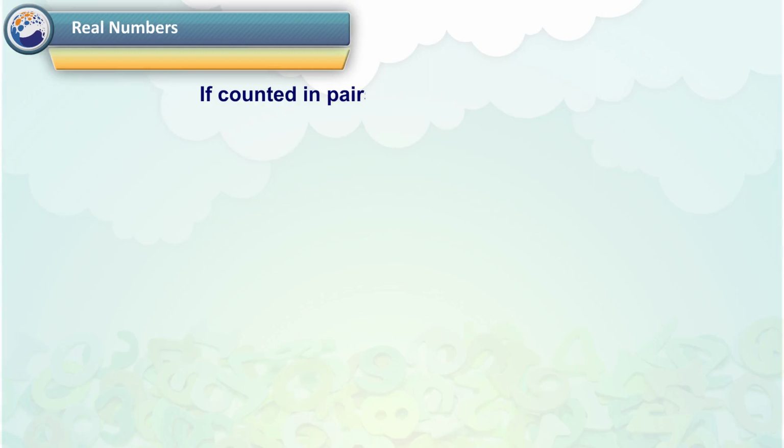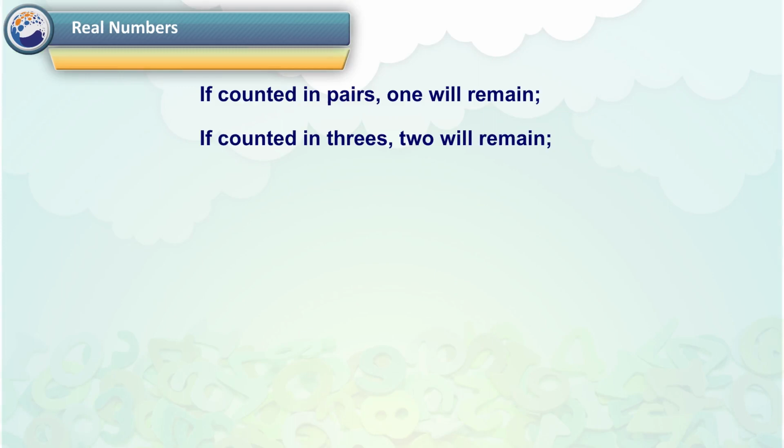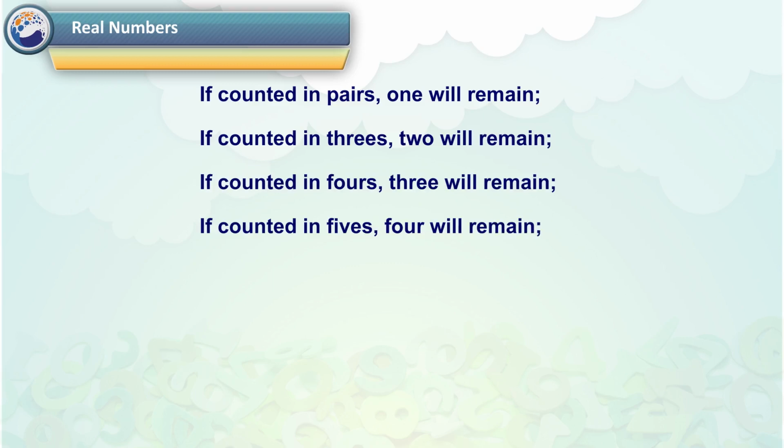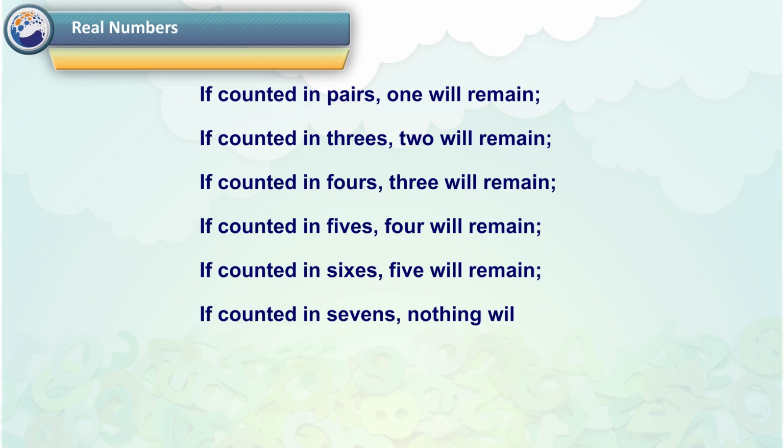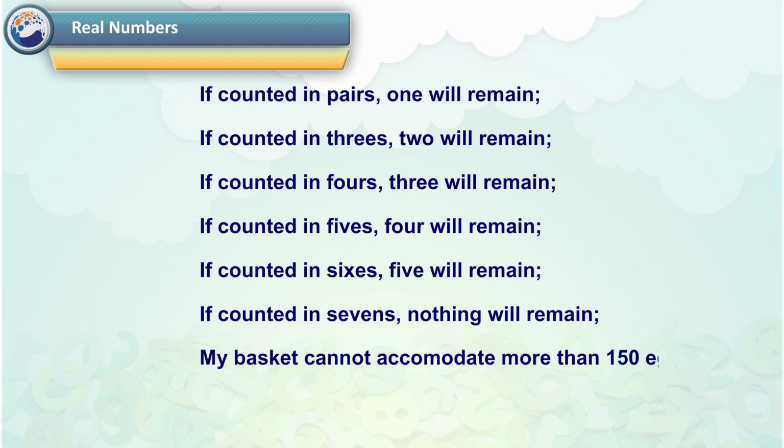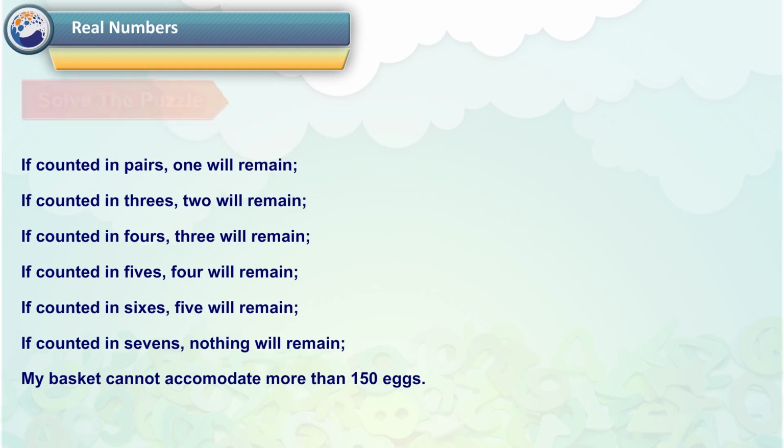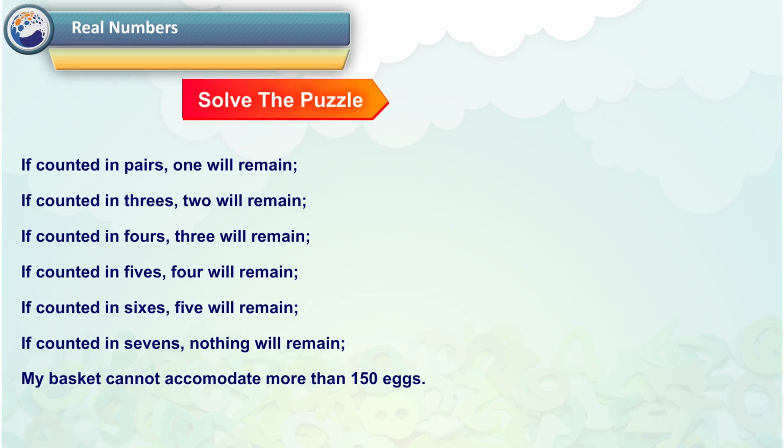If counted in pairs, 1 will remain. If counted in threes, 2 will remain. If counted in fours, 3 will remain. If counted in fives, 4 will remain. If counted in sixes, 5 will remain. If counted in sevens, nothing will remain. My basket cannot accommodate more than 150 eggs. Let us try and solve the puzzle.